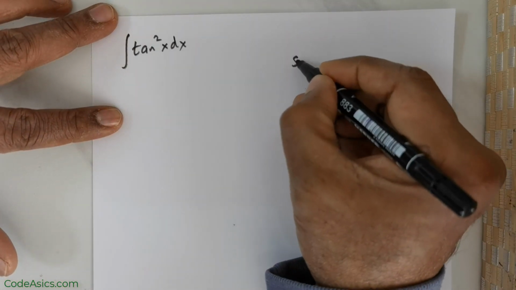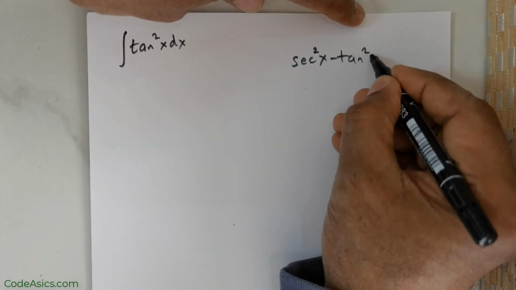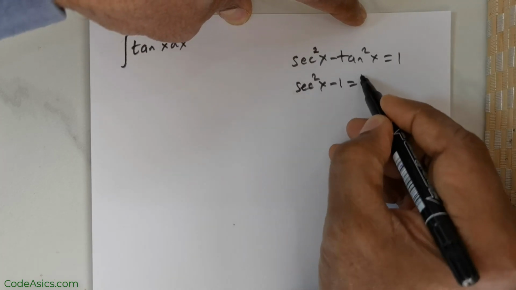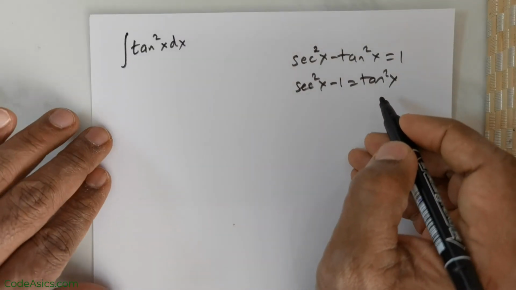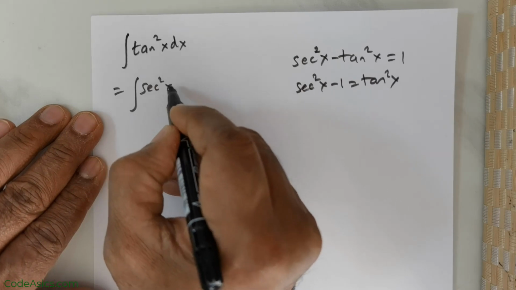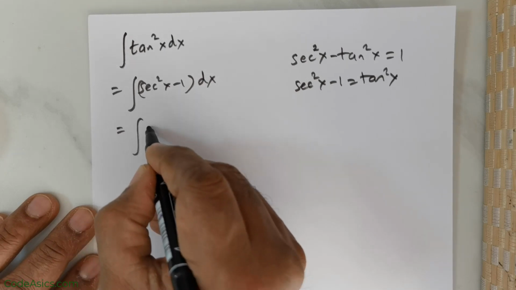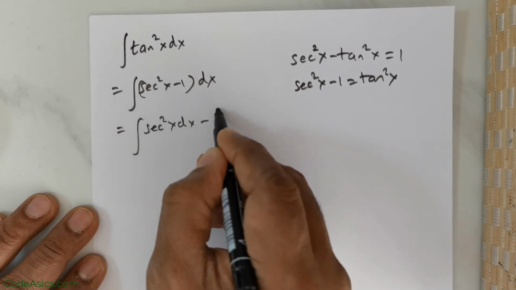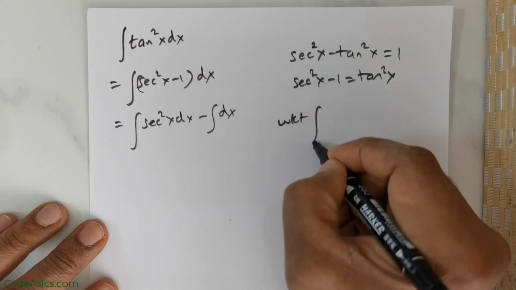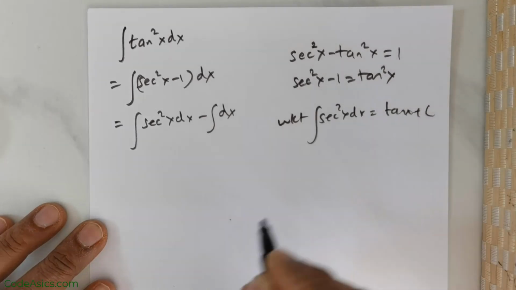Now we know the trigonometric identity secant squared x minus tan squared x is equal to 1. So from here I can write secant squared x minus 1 is equal to tan squared x. So if we were to substitute that, this is going to be the integral of secant squared x minus 1 times dx, and this is equal to the integral of secant squared x dx minus the integral of dx. Now we know a formula. What do we know? Integral of secant squared x dx is equal to tan x plus arbitrary constant c.